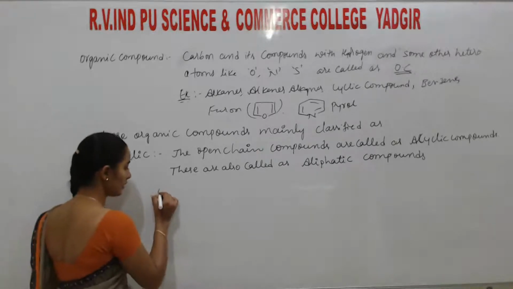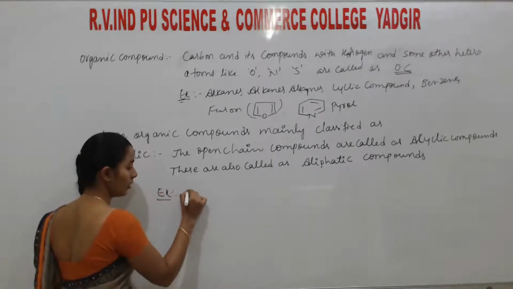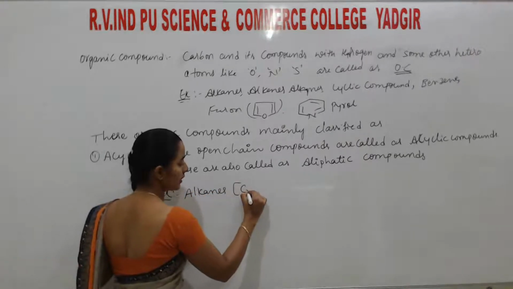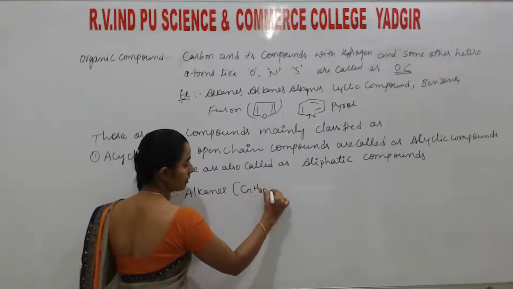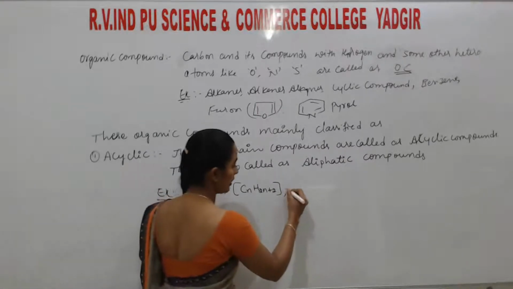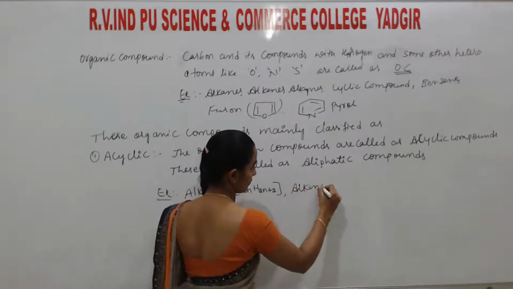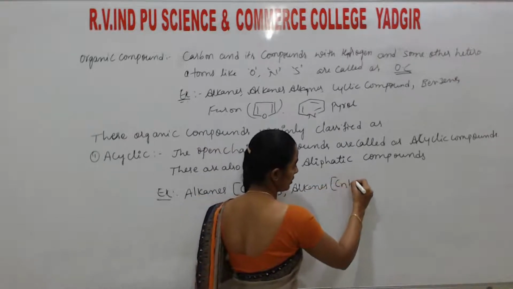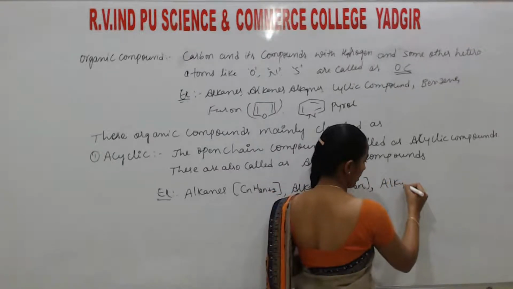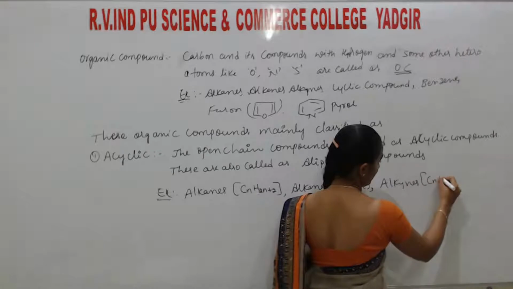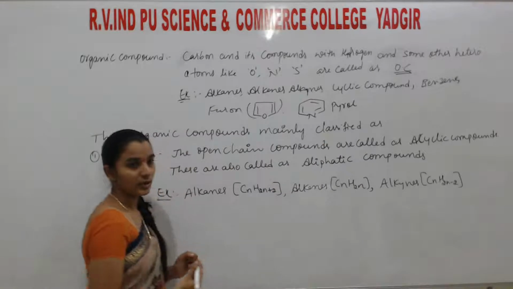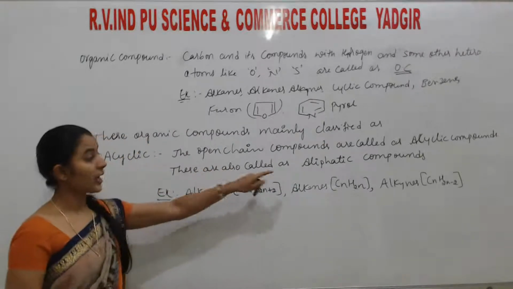An example for that, students, is all alkanes. The alkane general formula is CnH2n+2. Next, alkenes, general formula CnH2n. And also alkynes, formula CnH2n-2. So these are the examples for acyclic, that is aliphatic compounds.